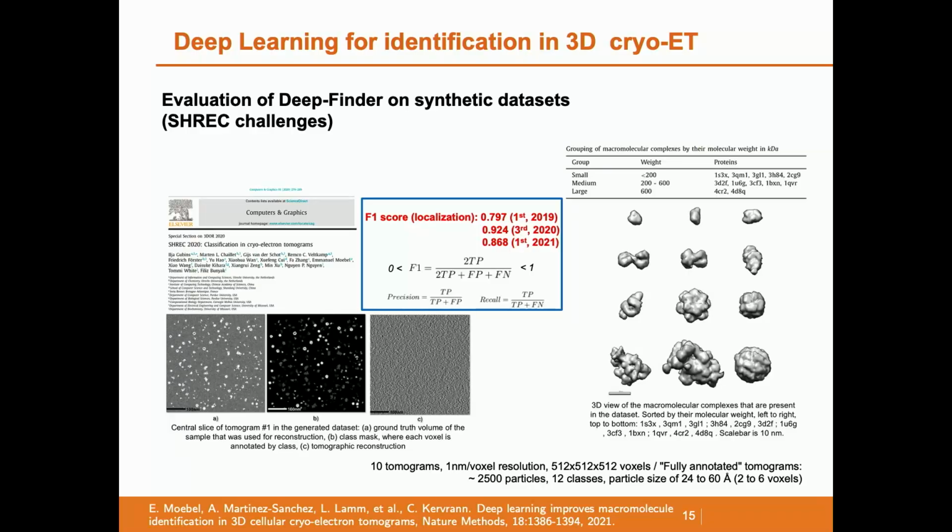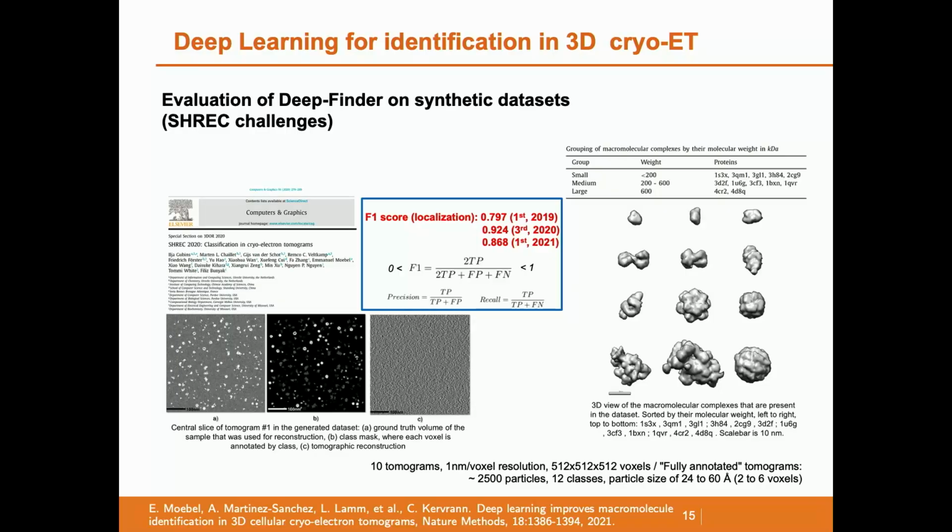composed of 10 macromolecule types with different sizes. These macromolecules were randomly distributed in a volume. Here you have the ground truth, and the input is the following image. And the goal is to find all the macromolecules with the appropriate label from this input image.